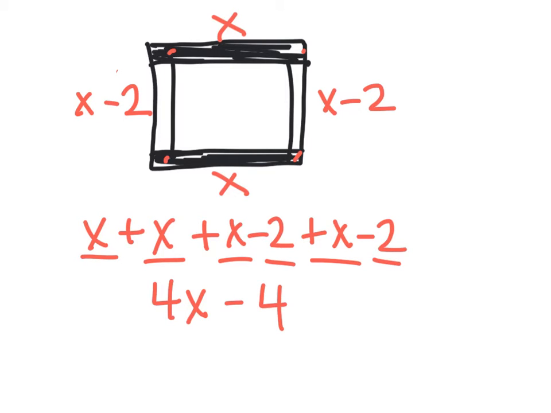If that's a 100 by 100 square, then 4 times 100 minus 4 would give me the total amount of tiles, 396.